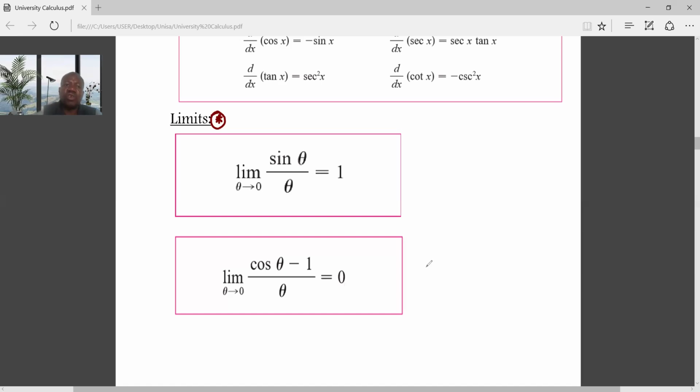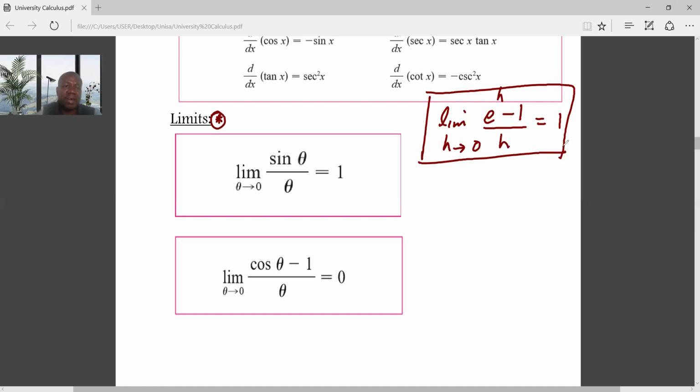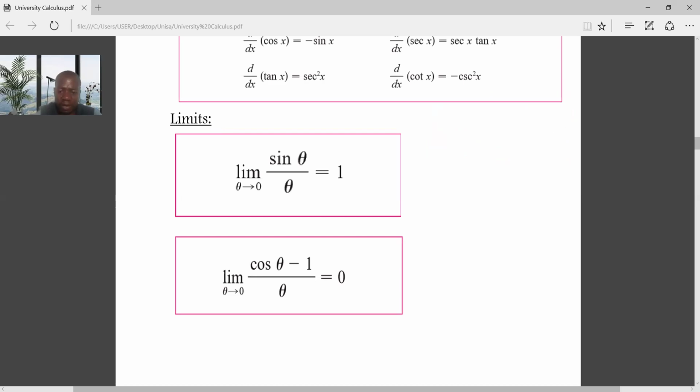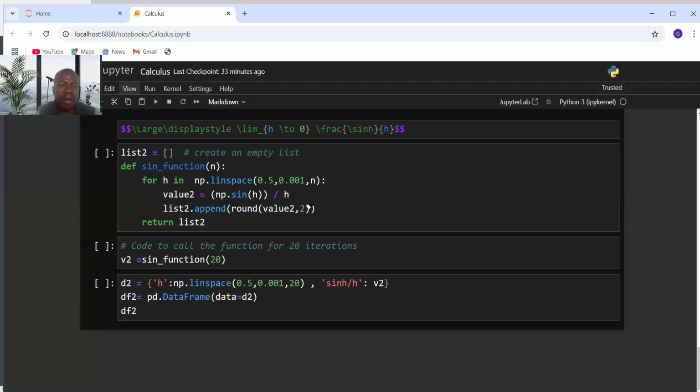I'll do it the way we did earlier when we were proving that the limit when h approaches 0 of e to the exponent of h minus 1 over h becomes 1. This is what we proved using the Python program. We're going to do the same for sine and for cos. Without wasting time, let's go to the program. Right, here is my program, ladies and gentlemen.